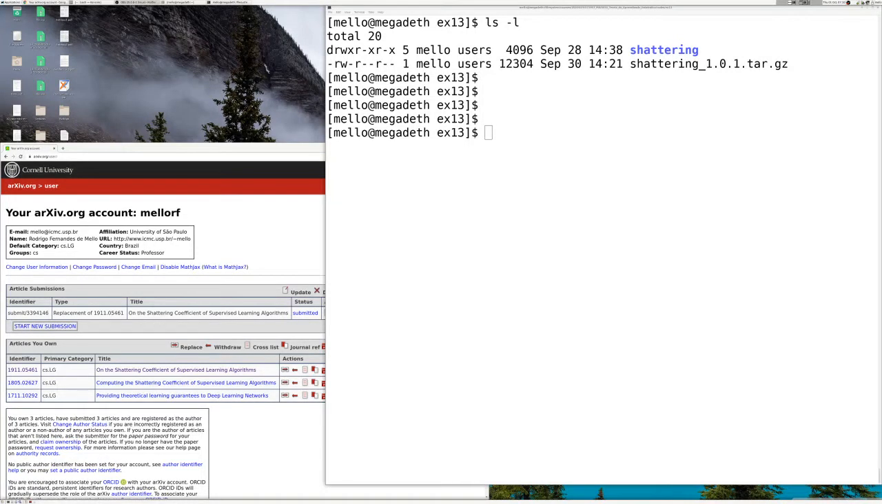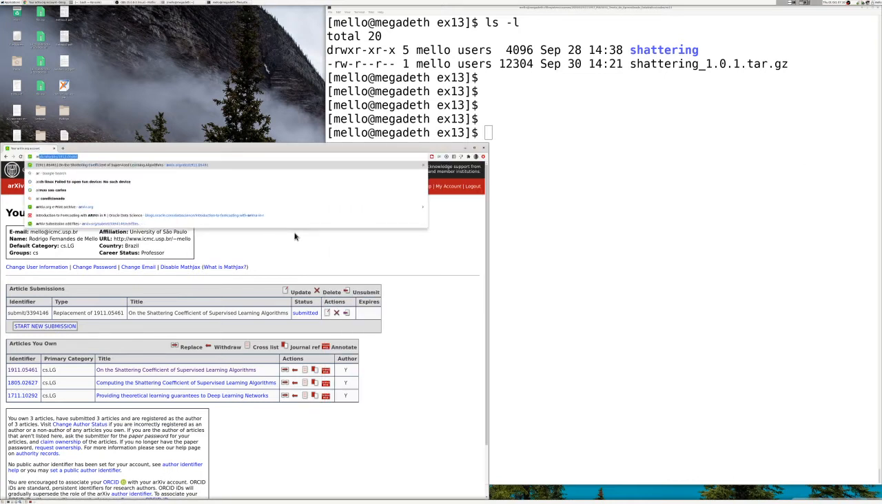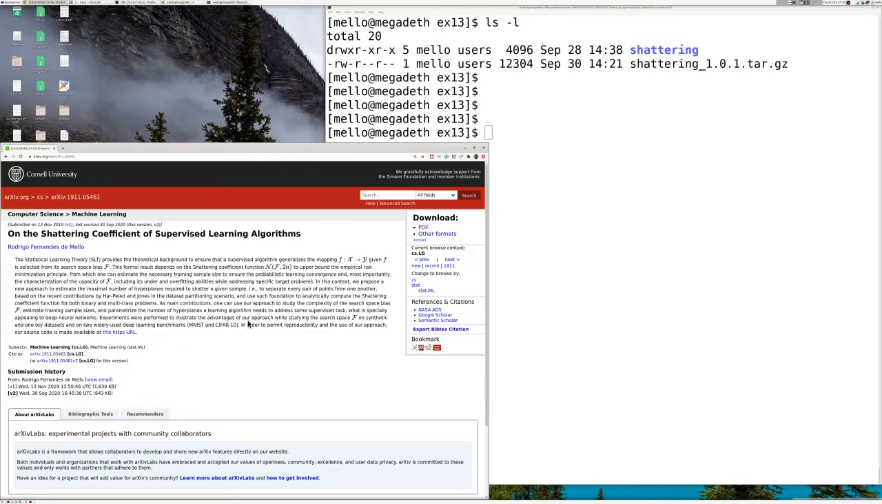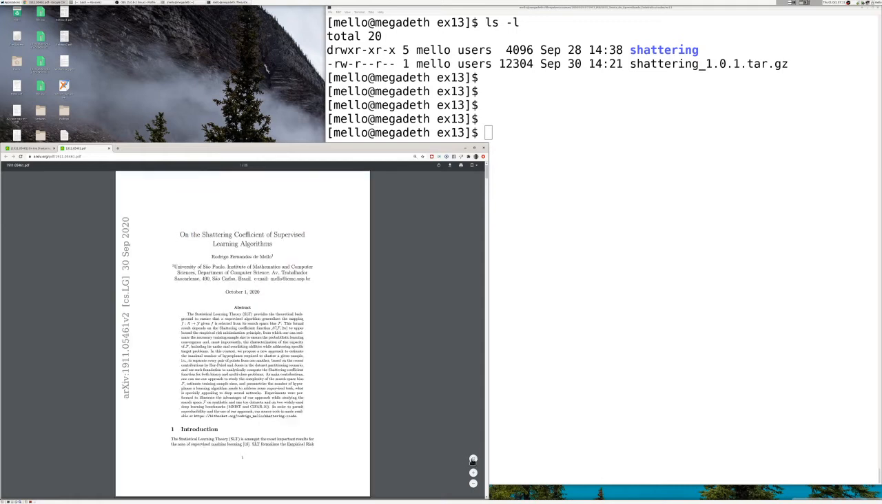Hello guys, now we are going to discuss a package that I created for the R statistical software. And I suppose you remember a paper I mentioned before, which is this one, on the shattering coefficient of supervised learning algorithms. It's available on arXiv. This is the link, and you've got the arXiv ID over here. It is available in PDF format. This is the paper. Let me show you.